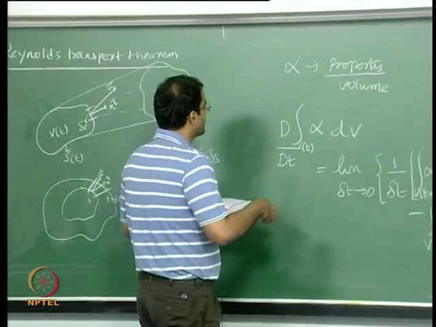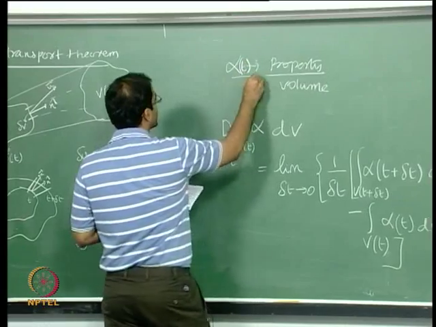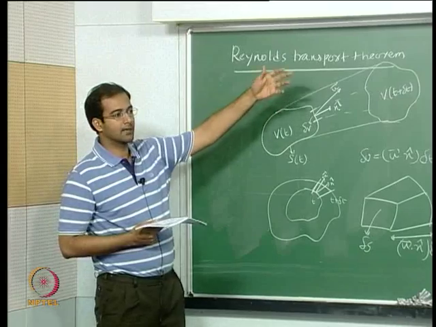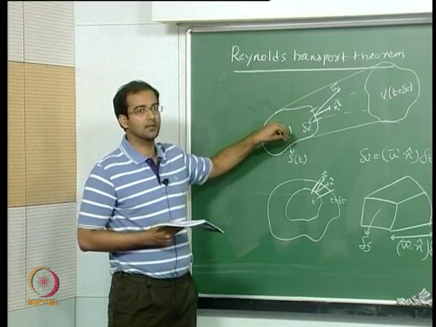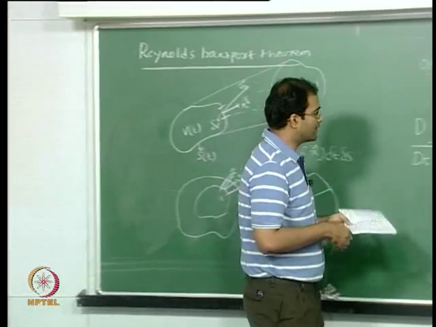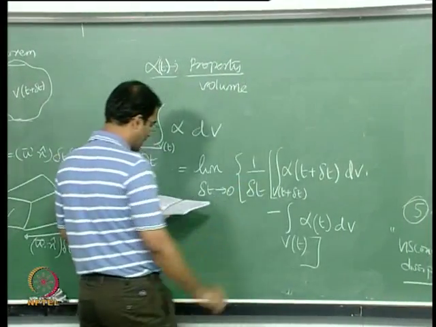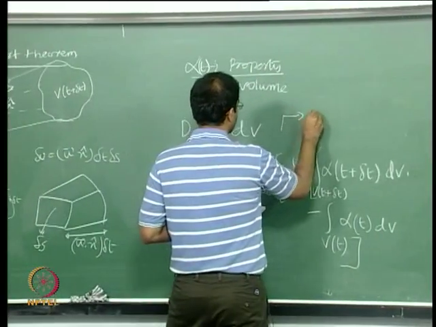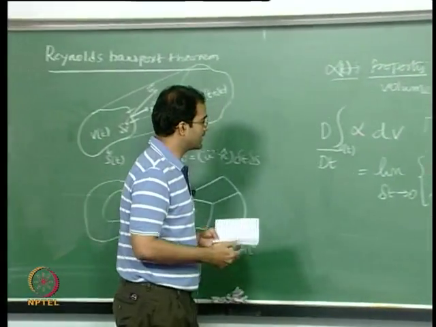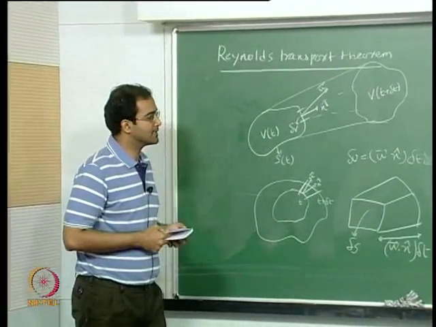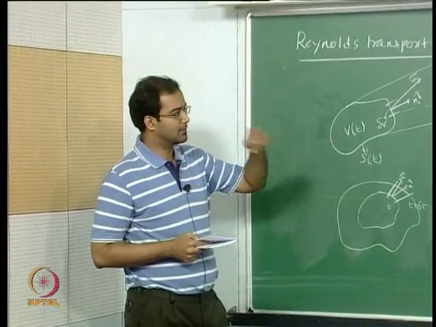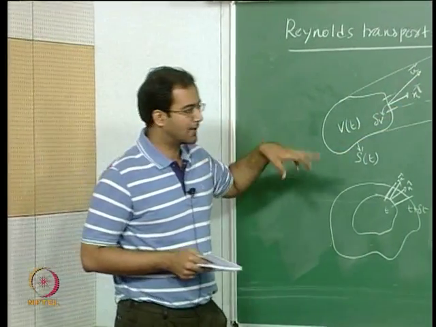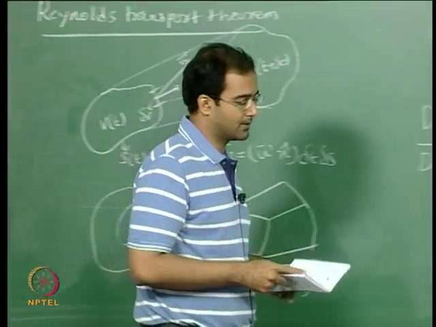So this property is only a function of time. It is not a function of the volume because it is already a property per unit volume. This is the starting point for the Reynolds transport theorem, so we will stop here and call this equation number 1. This is basically to express the change in the property with respect to time in terms of the final and the initial states. We will start from here and derive the transport theorem tomorrow.